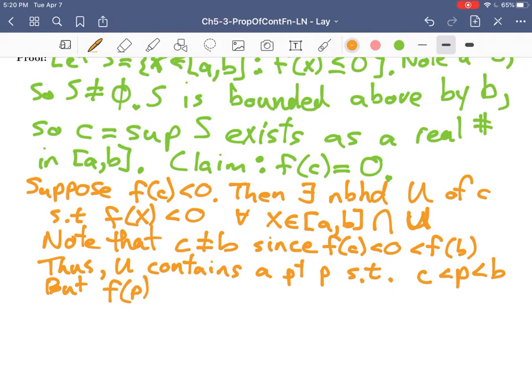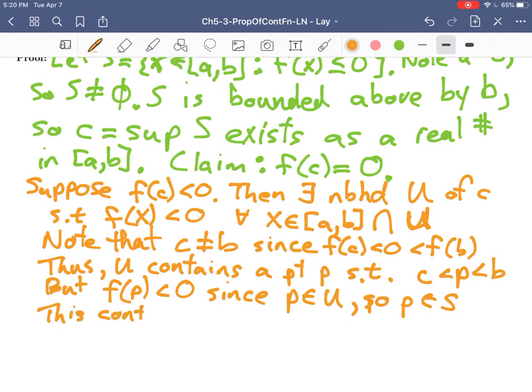But the function evaluated at p would be less than 0, since p is an element of that neighborhood U. And so p would have to be an element of S, but this contradicts the fact that c is the supremum, so c is an upper bound. So that contradicts that c is an upper bound.